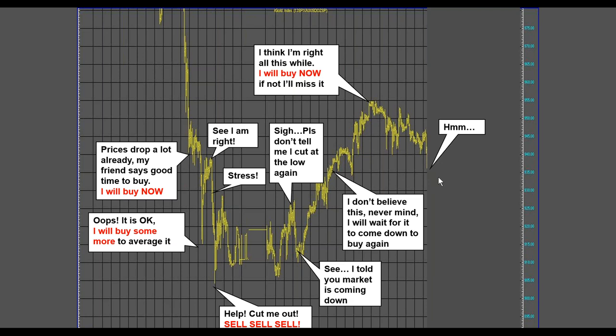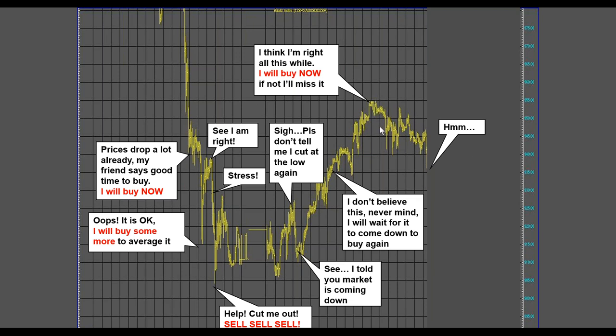Now we have to make it very clear here that you have to make your plan before you pull the trigger. If you're a short-term trader and markets start to turn the other way, we have to exercise our risk management. Do not hold on to losses.